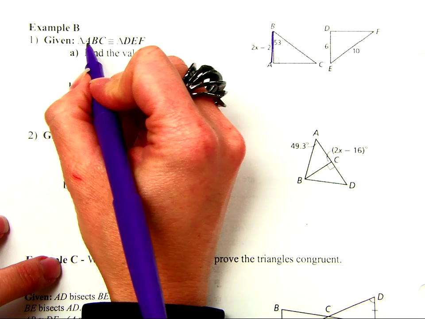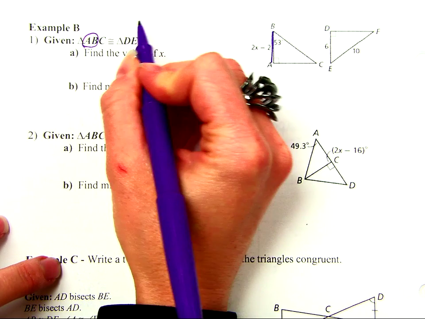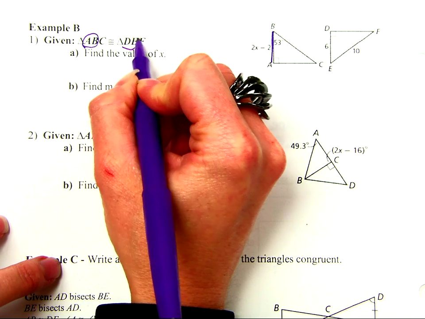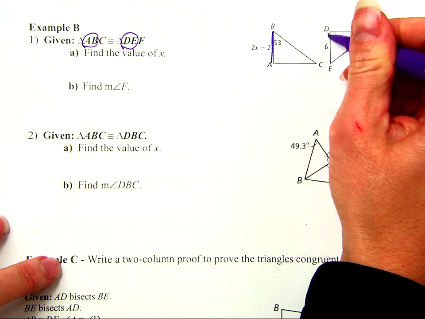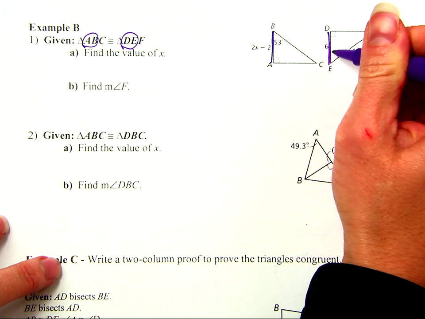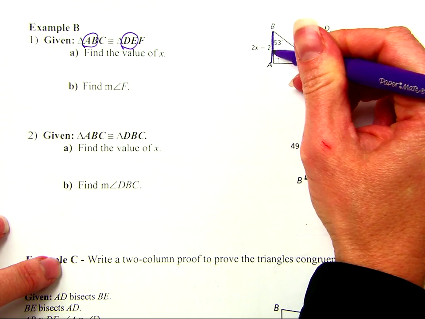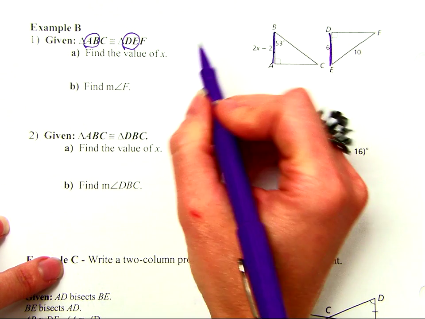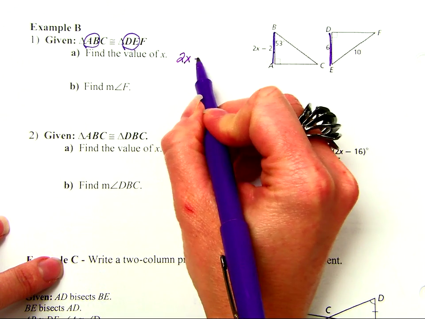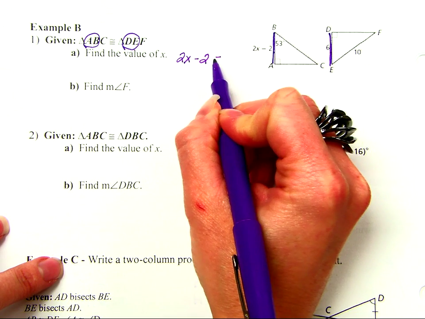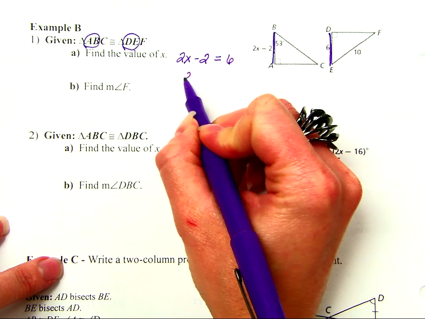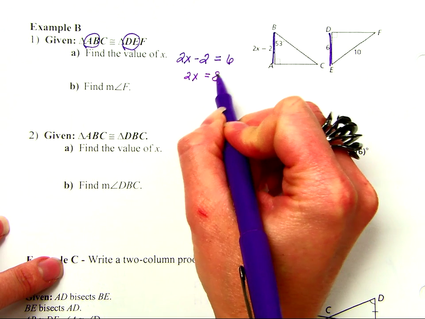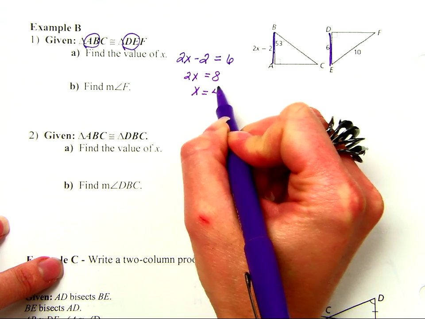I'm going to go over here to my congruency statement, and I see that side AB would actually correspond with side DE. And so here, my side DE is going to be congruent to my side AB. So if I needed to set up and solve, I can set up 2x minus 2 equal to 6. We would solve and find 2x equals 8, or that x is equal to 4.